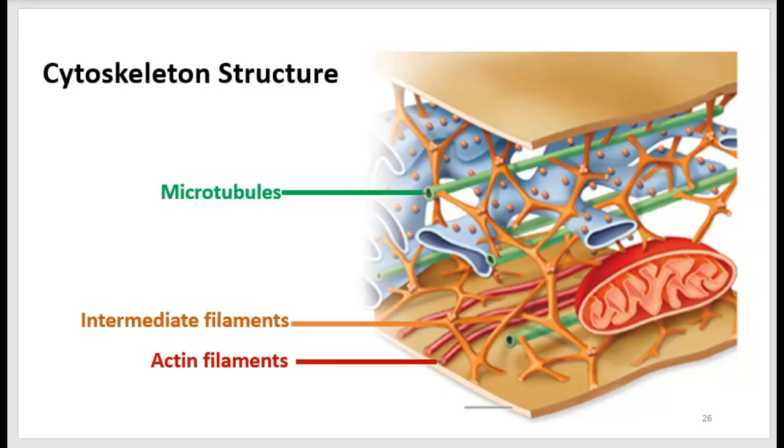Also notice that the intermediate filaments have an elaborate framework. This provides cell shape and scaffolding to give the cell support. And finally, notice that the actin filaments are adjacent to the cell membrane, and that's going to play a role in what they do.